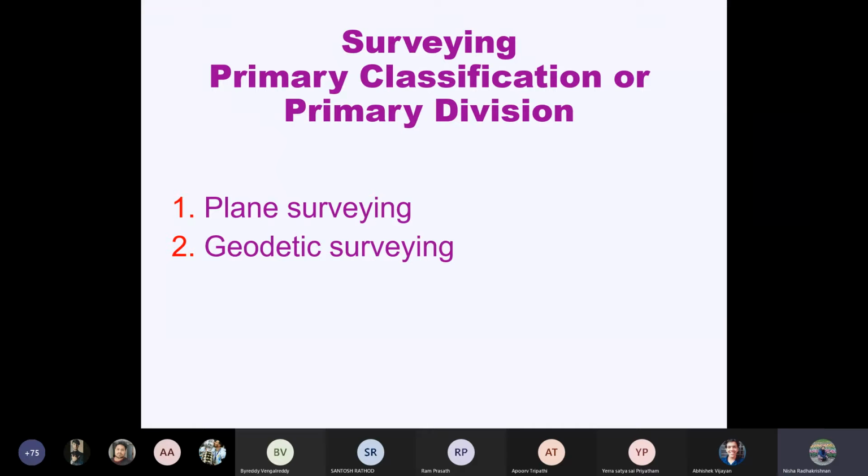Ma'am, in plane surveying, we will not consider the effect of the spherical nature of Earth. In geodetic surveying, we will consider that. What do you mean by spherical nature here? Ma'am, if we have 2 points on the Earth that you are surveying, in plane surveying, we will consider it as a straight line. But in geodetic surveying, it will be part of the circle passing through those 2 points, the great circle. Okay, fine.